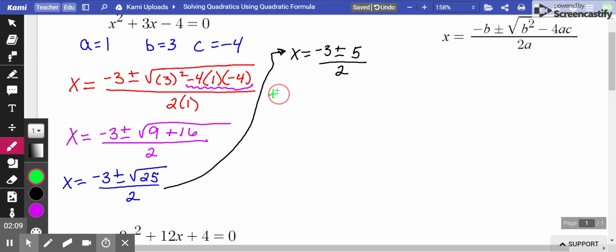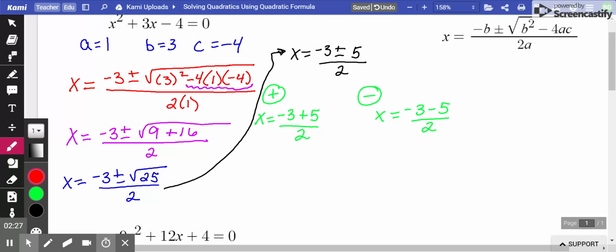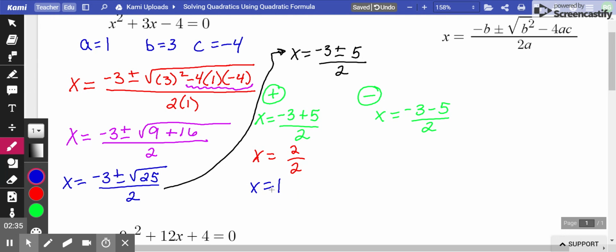From here, you have to set up your two cases, the positive case and the negative case. So the positive case is negative 3 plus 5 over 2. Negative is negative 3 minus 5. And then you just solve each case. Negative 3 plus 5 is 2, so we get x equals 2 over 2, which if you simplify that gives you 1. Negative case, negative 3 minus 5 is negative 8. Negative 8 divided by 2 is negative 4.